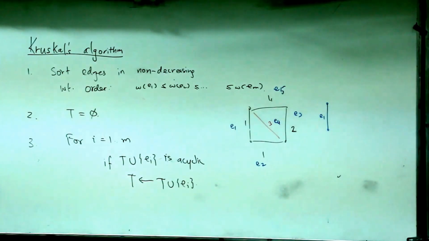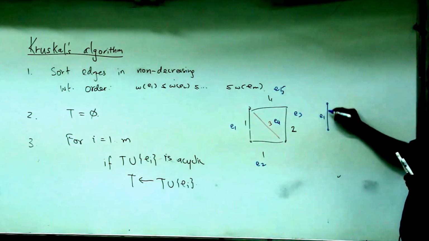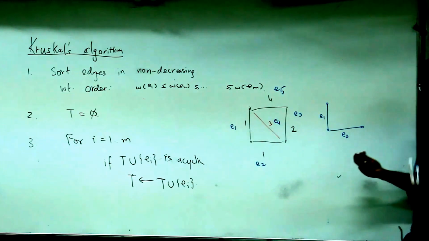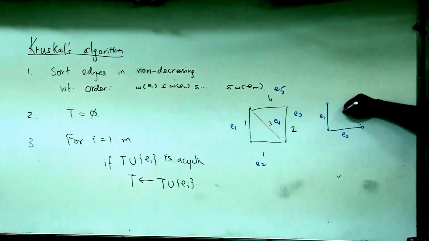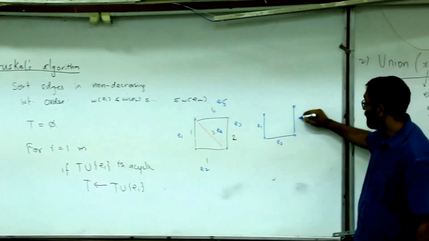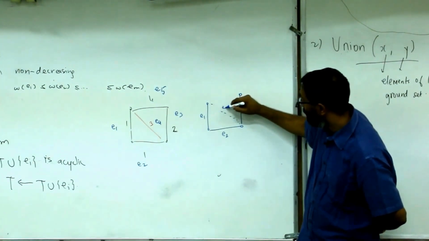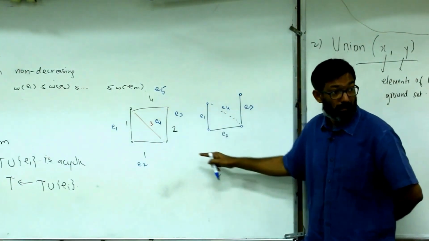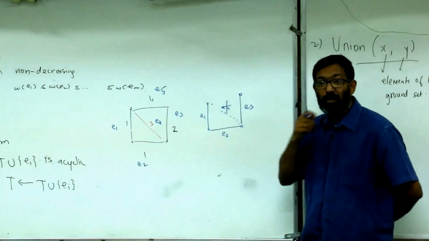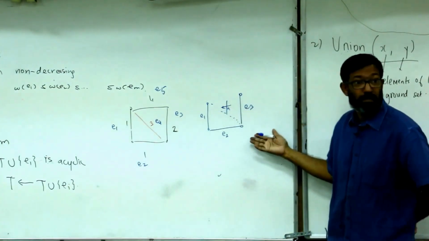Now you add E1, which is fine, so the tree is acyclic. Then we add E2, the tree remains acyclic. Now you add E3, the tree remains acyclic. Now when you add E4, you create a cycle, so we don't add E4. And of course, you don't add E5 because you don't need it. Okay, so this is Kruskal's algorithm.